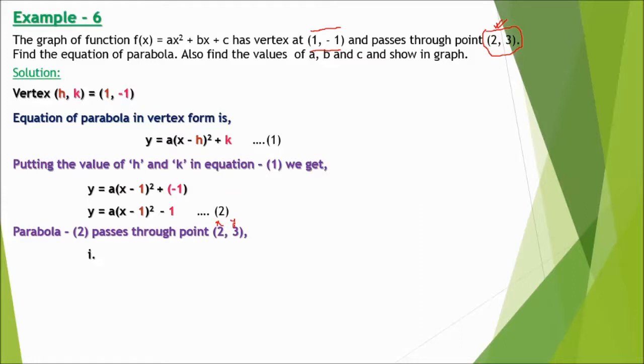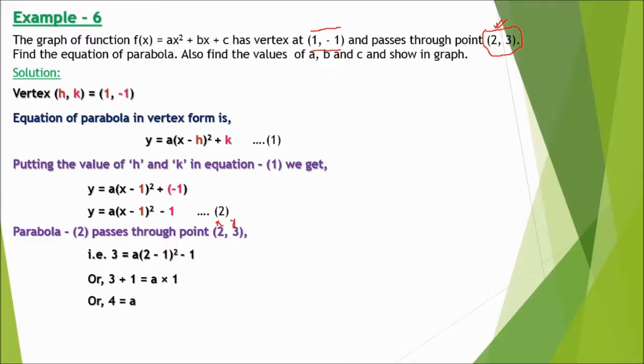Now the value of y is 3 equal to a times, x is 2, (2 - 1)² - 1. So how easily we get the value of a, and we get the equation also. Very easily we can get the equation if you have a clear idea about the vertex, then you can simply use this method. So it is 4 equal to a.